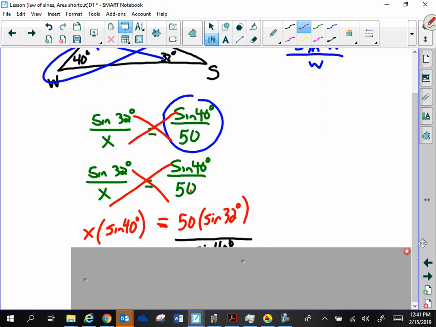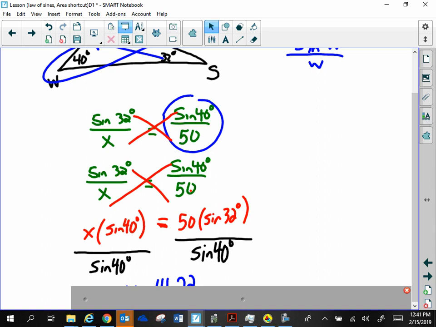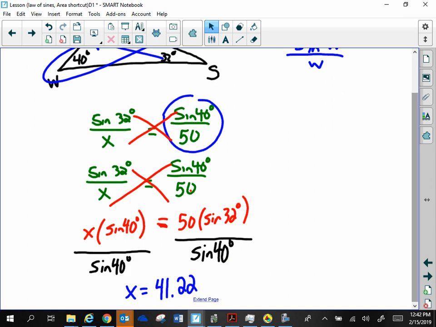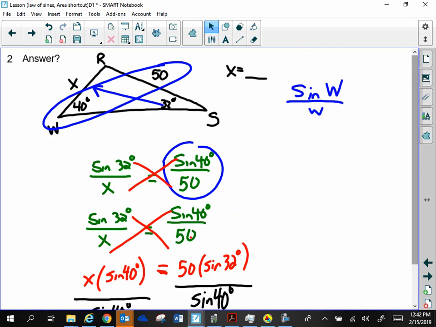I have x is what I'm trying to solve for, so to get rid of this sine of 40, you could do the decimals for these and multiply them all out if you'd like. Because of time and I didn't have my calculator handy, I just said I'm going to divide both sides by the sine of 40, and I come up with the length of this side right here is 41.22. 41 and 22 hundredths.